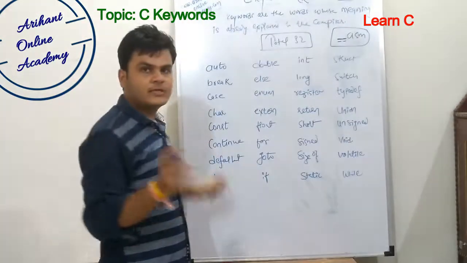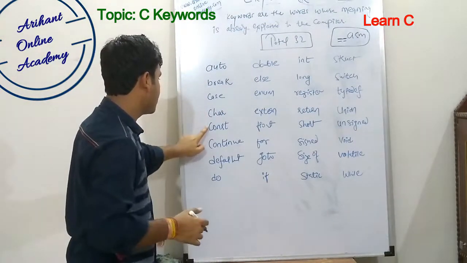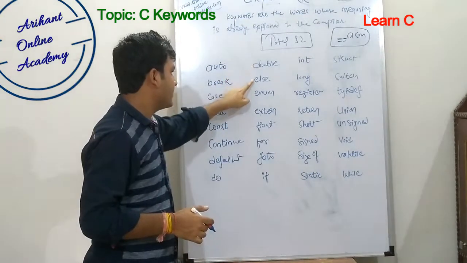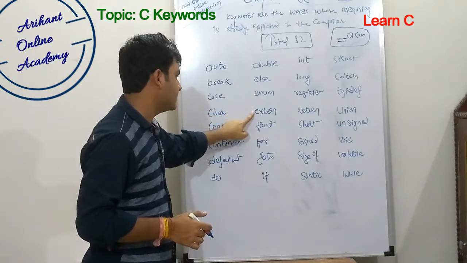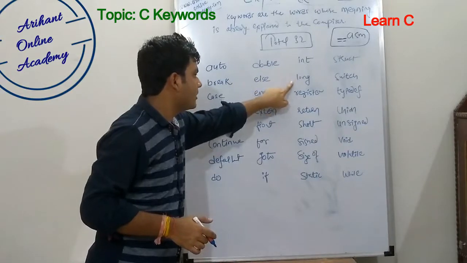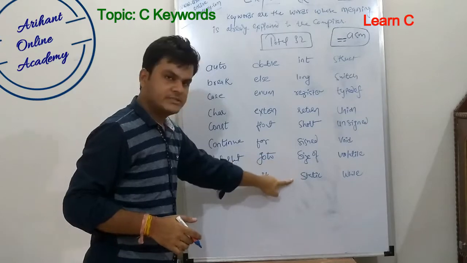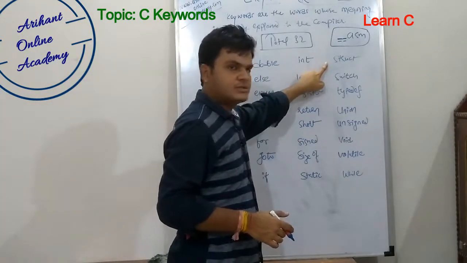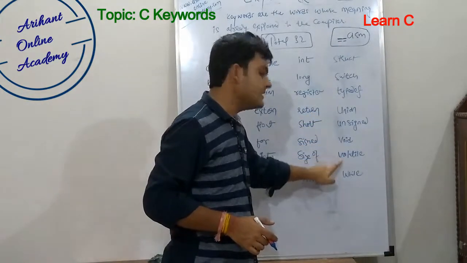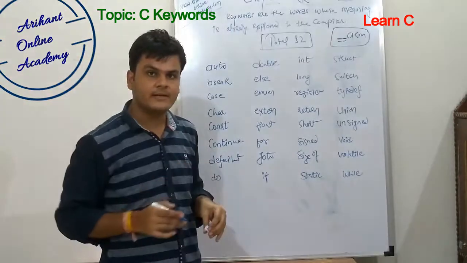Now, what are the 32 keywords? auto, break, case, char, const, continue, default, do, double, else, enum, extern, float, for, goto, if, int, long, register, return, short, signed, sizeof, static, struct (meaning structure), switch, typedef, union, unsigned, void, volatile, and while. These are the 32 keywords which are reserved in C.